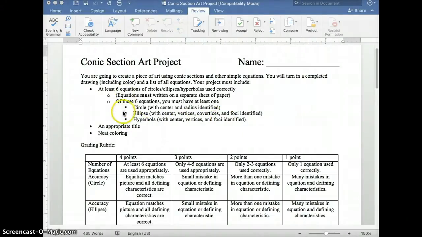In addition to identifying the equations, your graph art project is going to have a title and you're going to color it nicely. Okay, I'm going to show you a couple of examples so you can get an idea of what we're looking at, and then I'll go through the rubric more with you.